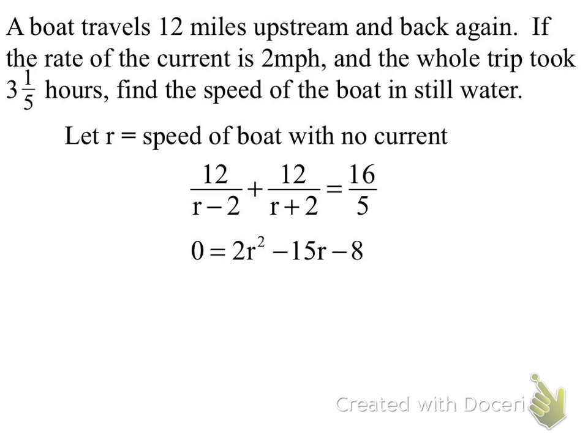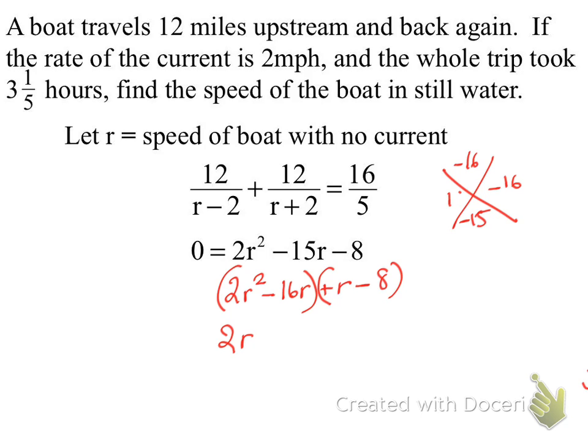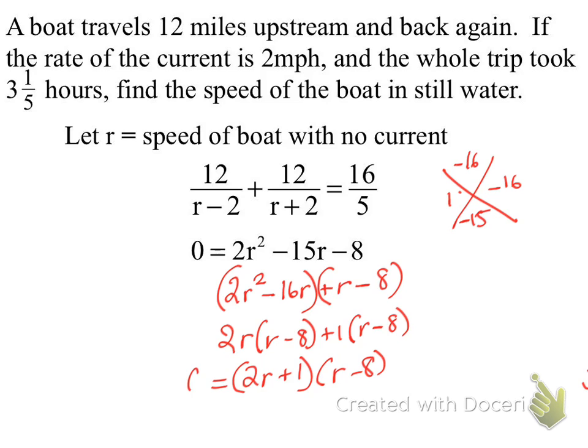So we'll do lead coefficient factoring, which would be what multiplies to negative 16 and adds to negative 15. Negative 16 and 1. So I get 2r squared minus 16r plus r minus 8. And I'm going to factor by grouping. I'm going to pull out a 2r, and I'm left with r minus 8. I'm going to pull out a plus 1, and I'm left with r minus 8. 2r plus 1 times r minus 8 equals 0. And then r equals 8, or 2r plus 1 equals 0. R equals negative 1/2.